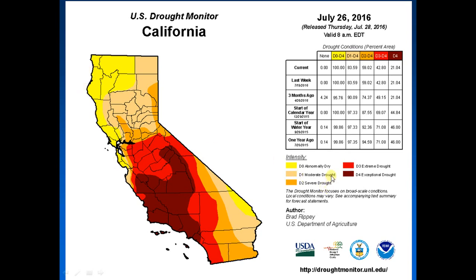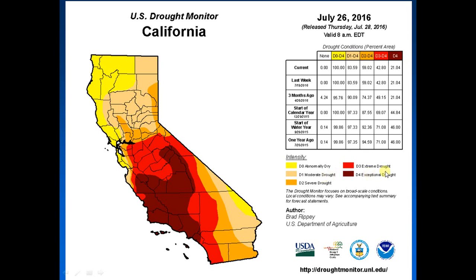Moderate drought is shown by this light brown shading. We see that for some of the Central Valley, far northeastern California. Actually, San Jose might be in the moderate drought category, it looks like. Severe drought is shown by this orange shading: southern Sacramento Valley, northern Sierra Nevada, parts of the desert in Southern California, inland East Bay.